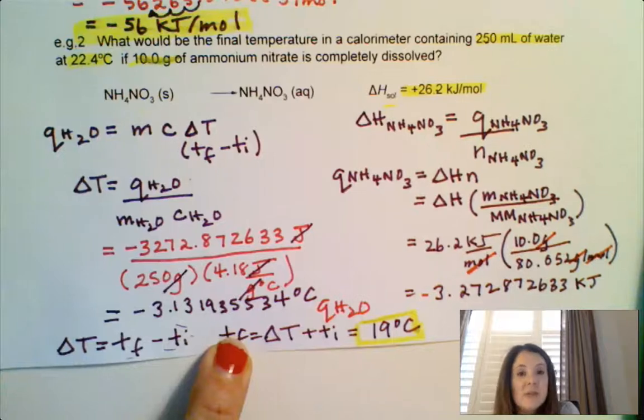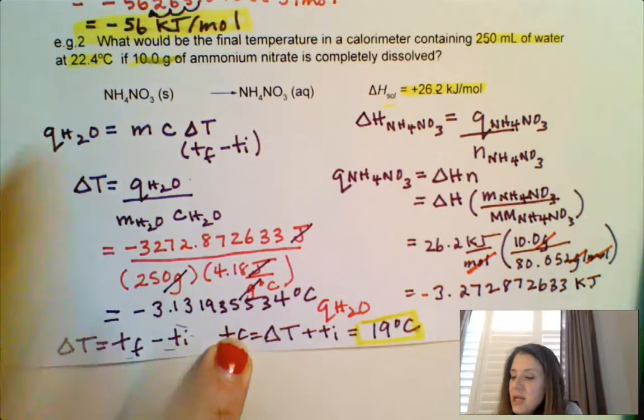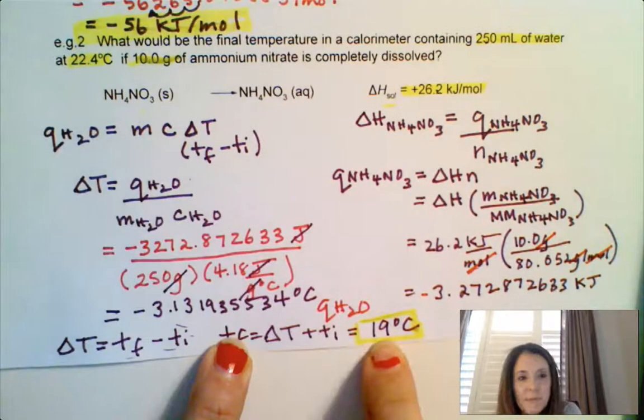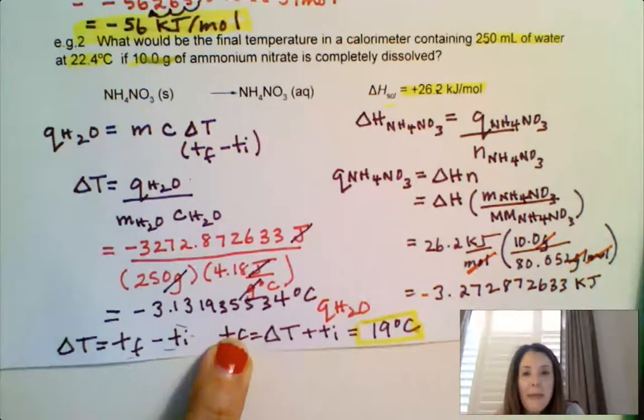How do I know that this was an endothermic process? Couple of things that point to that evidence. Your temperature dropped. If your temperature drops, then that means it is an endothermic process. Also, the fact that the delta H given was a positive value.